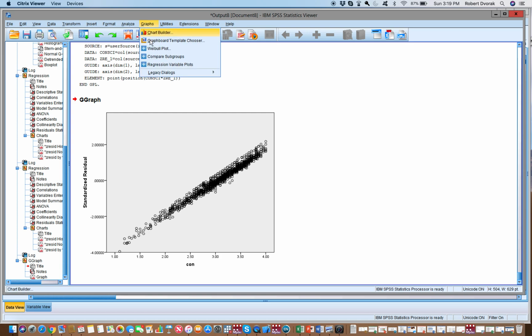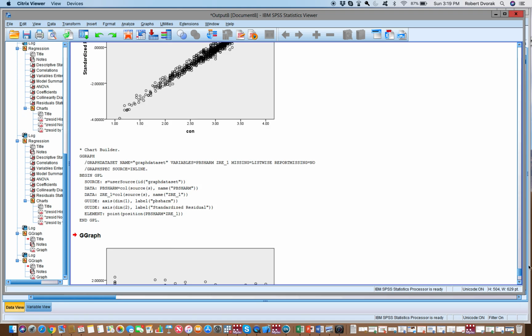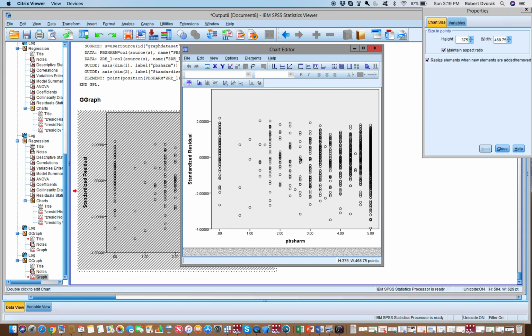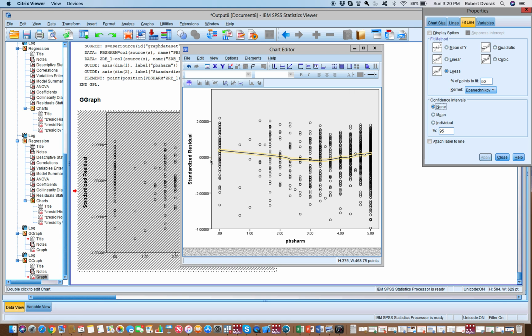We can also look then at standardized residuals and our predictor variable. We have multiple predictor variables here, but let's just grab one, PBS harm. And if you recall, there should be no relationship. And that looks an awful lot like no relationship. We can go ahead and come in here, Elements, Fit Line at Total. And yeah, that is no relationship. You can add a Lowess line, should stay extremely flat here. Yeah, that's not bad. So I think that we can rightly conclude that we have homogeneity of variance here.